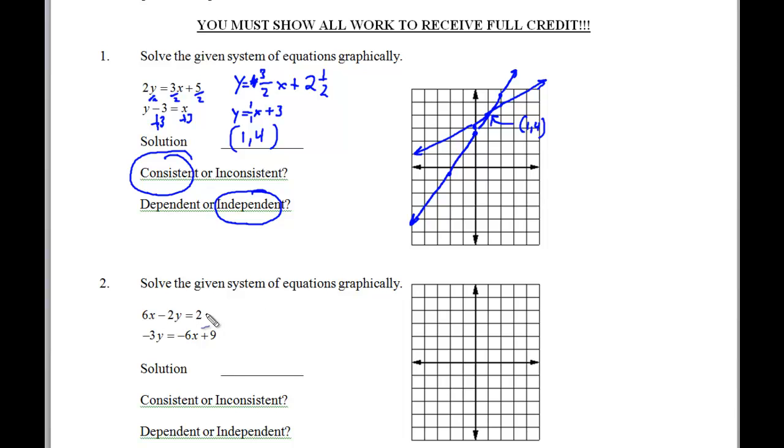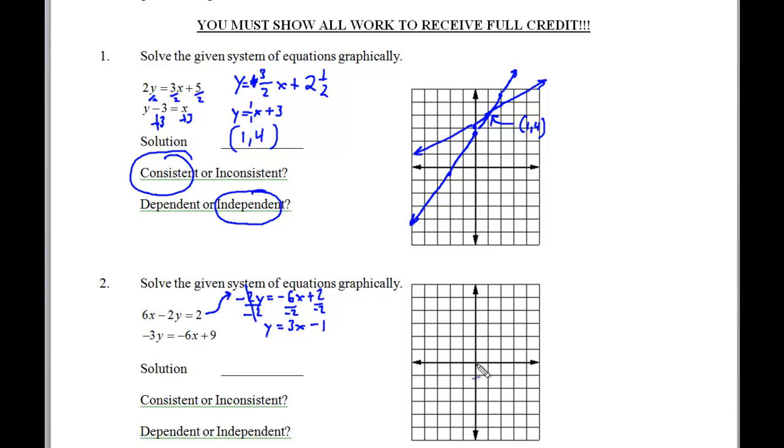Now, in this situation here, we have another problem where the y's are not by themselves. In this problem, the first equation will need to move the 6x to the other side, so minus 2y is equal to negative 6x plus 2. That's subtracting the 6x from both sides. Dividing by negative 2, and since negative 2 is a monomial, I can give each of these to the terms. Let's go divide those out. y is equal to 3x minus 1. So there's our first equation, y equals 3x minus 1.